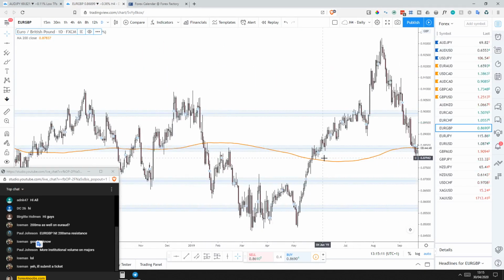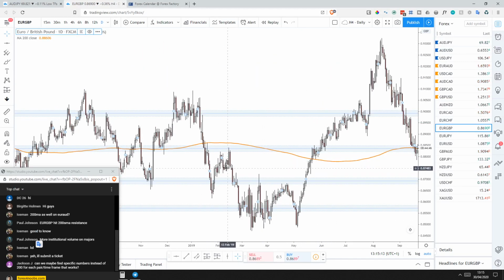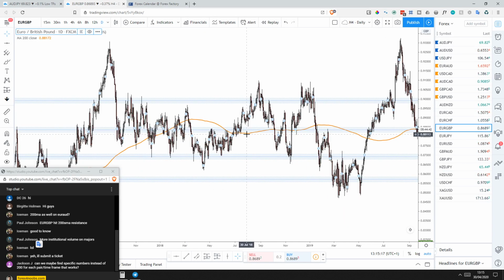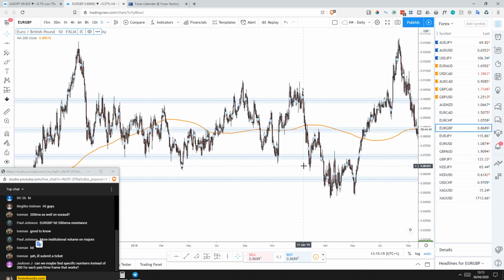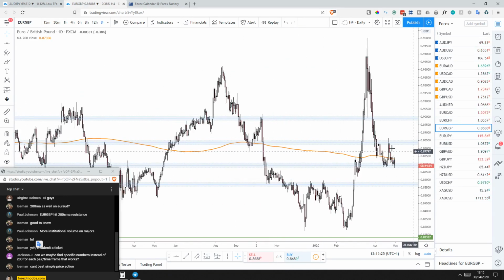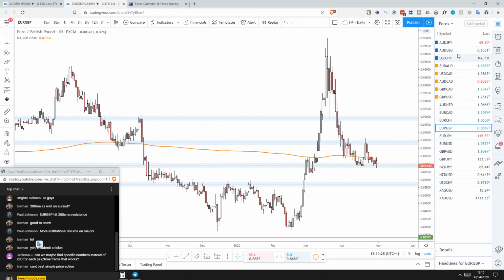So the 200 moving average, of course, is going to work every now and then, but overwhelmingly on a cross pair like Euro GBP, it just cuts straight through it as if it doesn't exist. So I don't really pay much attention to it on cross pairs.